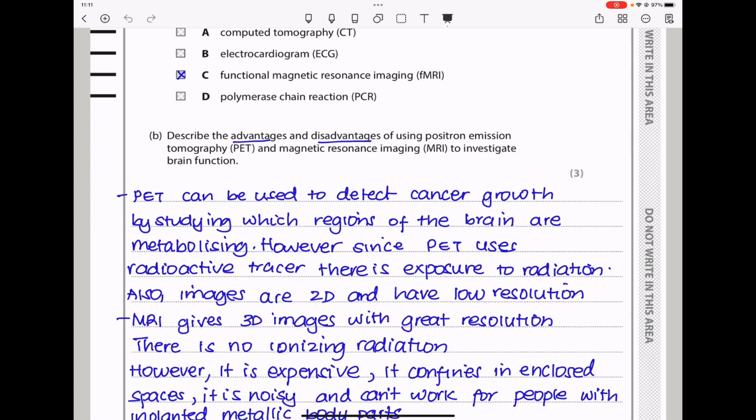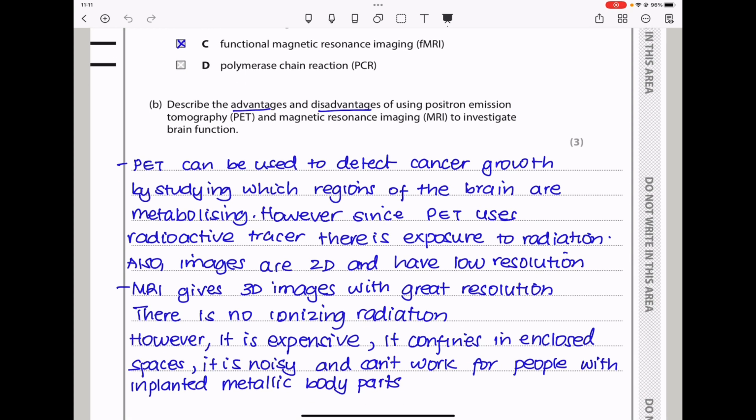In part B, describe the advantages and disadvantages of using positron emission tomography in magnetic resonance imaging to investigate brain function. So here we're going to talk about the advantages and disadvantages of each of the imaging techniques. So I began with PET, which is positron emission tomography. PET can be used to detect cancer growth by studying which regions of the brain are metabolizing. However, since PET uses radioactive tracers, there is exposure to radiation. Also, images are 2D and have low resolution, so this is a disadvantage as well.